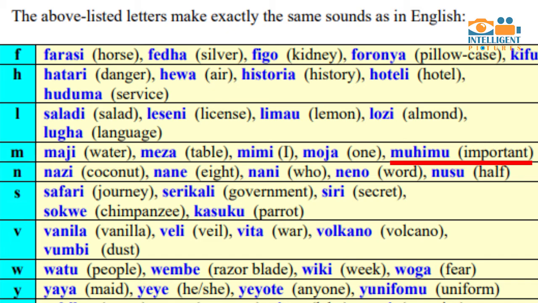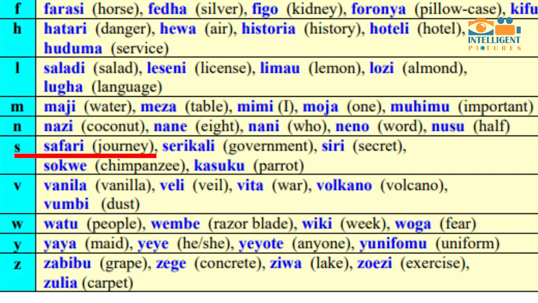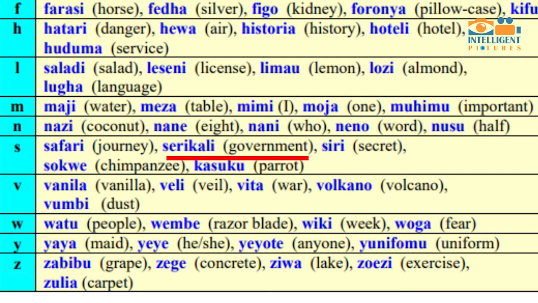Muhimu. We have also words starting with sound S. This includes safari. Safari means journey, okay? And we also have another word, serikali. Serikali means government.